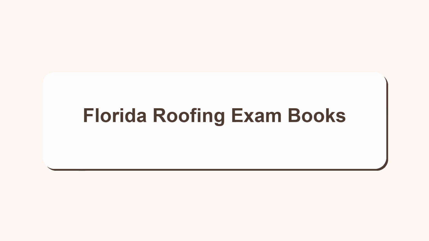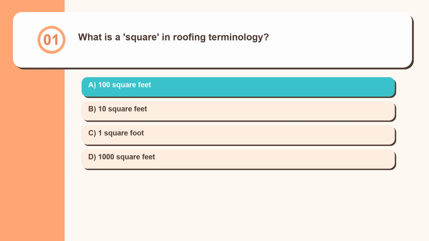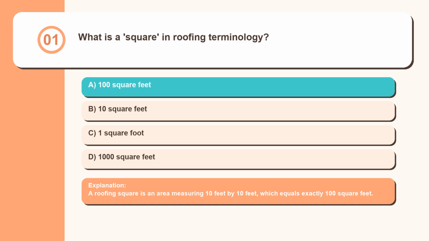Florida Roofing Exam Books. Question 1. What is a square in roofing terminology? 100 square feet, 10 square feet, 1 square foot, 1,000 square feet. A roofing square is an area measuring 10 feet by 10 feet, which equals exactly 100 square feet.